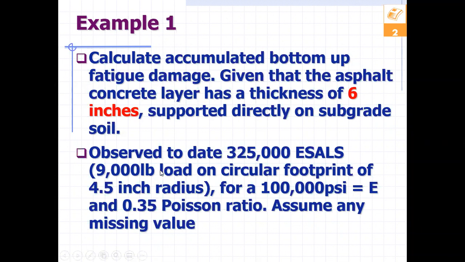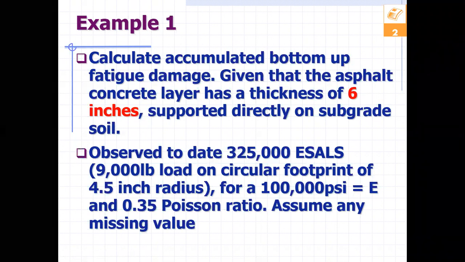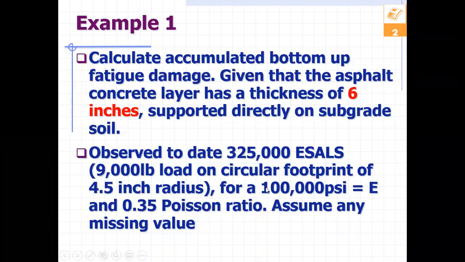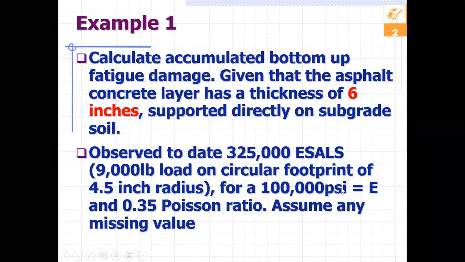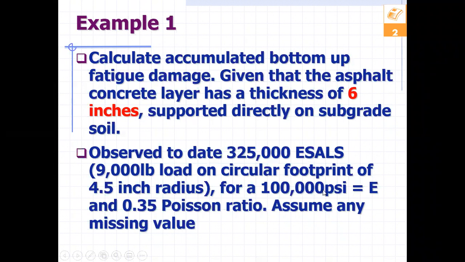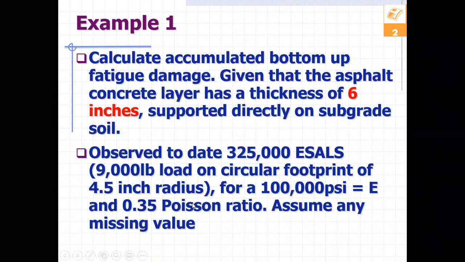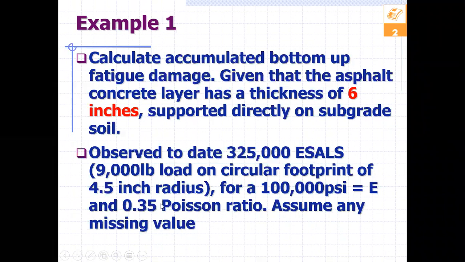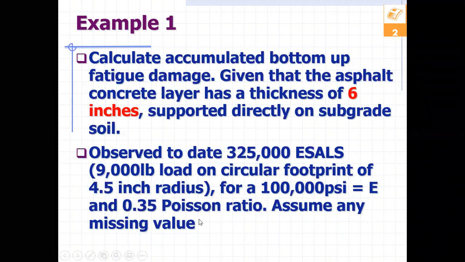An ESAL, just one, will be 9,000 pounds of load on a dual tire single axle that has a circular imprint of about 4.5 inches radius to a maximum of 6, but we're going to use 4.5 now. We're going to assume the asphalt is not very good quality, say 100,000 PSI. You know that this value goes from 100,000 to 450,000. And we're going to assume that the Poisson ratio for the asphalt is 0.35.